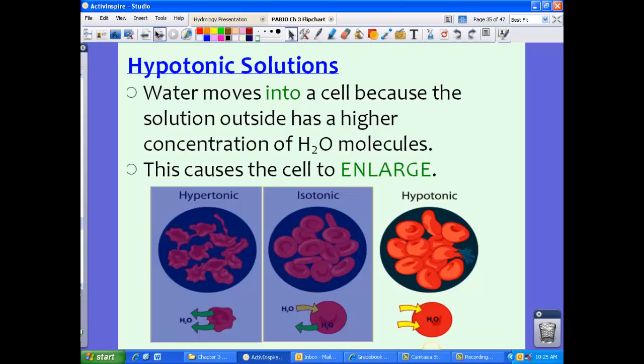Now, if we talk about a hypotonic solution, this is where water moves into a cell because the solution outside has a higher concentration of water molecules. So in this case, we have a higher concentration of water outside the cell. It's moving into the cell, and this causes the cell to enlarge. Now, if it gets too big, then it could actually burst. In the case of plant cells, this is actually good, because this is what keeps the plants standing upright in certain cases, like with little flowers and things like that.